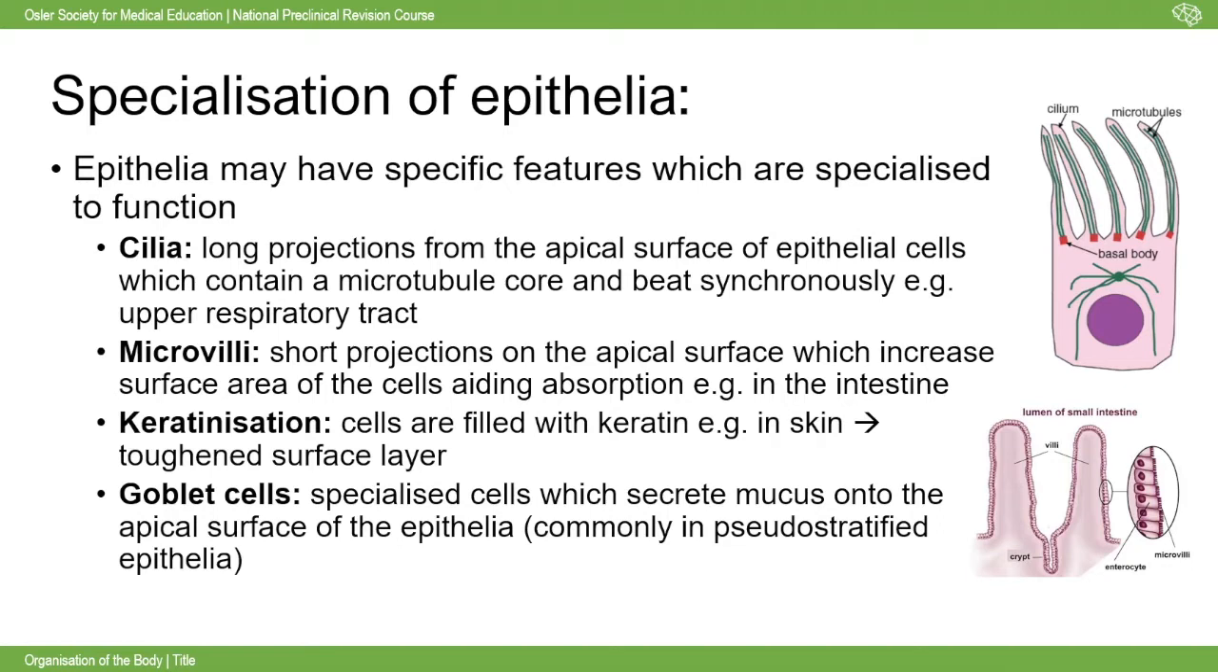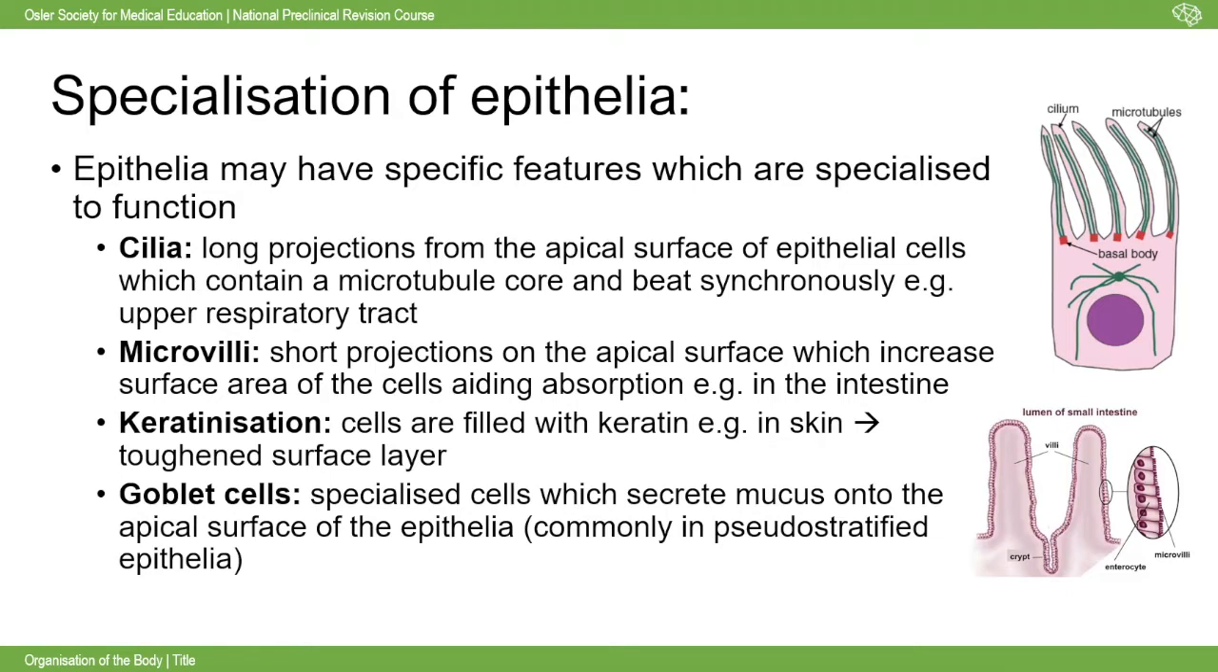Now we look at microvilli, which are found within the intestine, and these are short projections on the apical surface, typically on columnar epithelium, which increase the surface area for absorption of nutrients. They have a microfilament core of actin, and they also allow cells to change shape. Looking now at keratinization, this is a feature of skin epithelia in which cells are increasingly filled with keratin, and this provides a waterproof and protective layer to the more vulnerable lower layers of the epithelia.